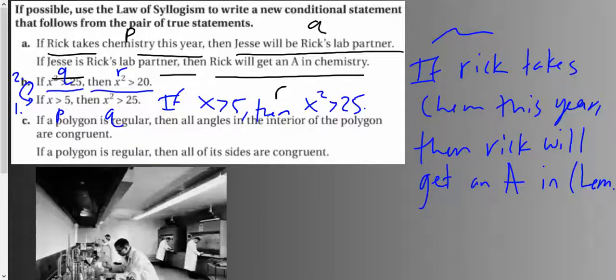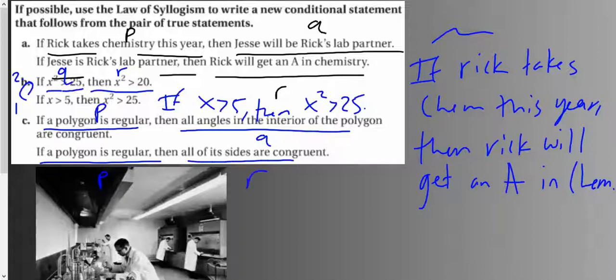For the next one, if a polygon is regular, then all angles in the interior of the polygon are congruent. If a polygon is regular, then all of its sides are congruent. So here's our P, here's our Q, here's our P, here's our R. So this one goes P, Q, P, R. So no, we can't use the law of syllogism to rewrite that.